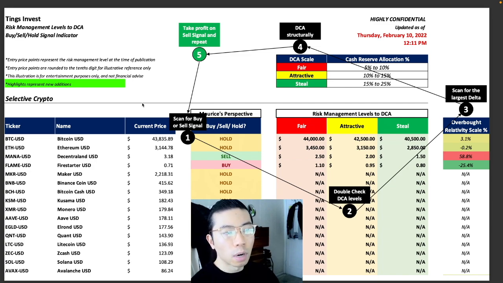And this is a relatively defensible method for you to generate consistent return. So it's a 5-step process, relatively simple. Again, right, you go through step 1, step 2, DCA levels, step 3, look at the biggest delta, step 4, DCA structurally, and step 5, take profit and repeat the money loop cycle that we're talking about.